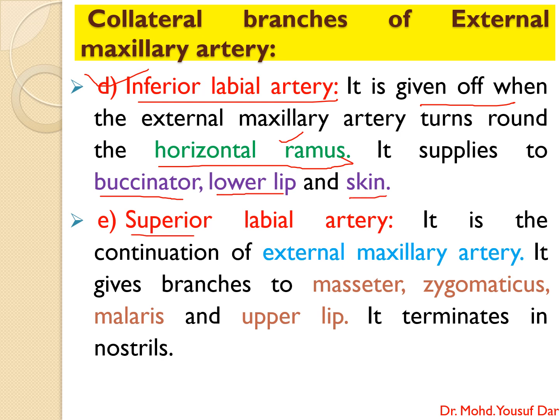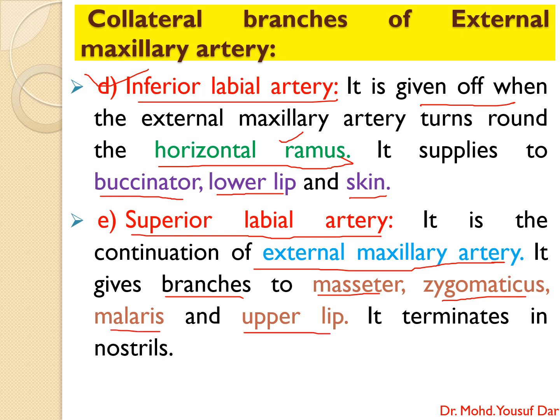The next collateral branch is the superior labial artery. The superior labial artery is the continuation of the external maxillary artery. It supplies branches to the masseter muscle, zygomaticus, malaris and upper lip, and finally terminates at the nostrils. So these were some collateral branches of the external maxillary artery.